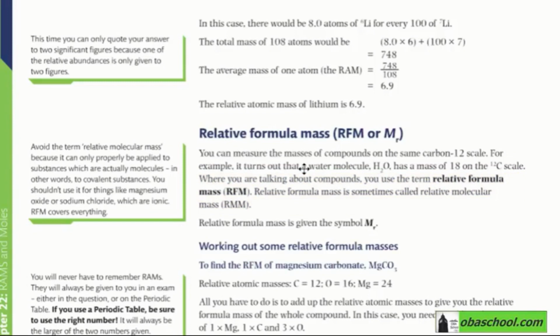Now, similar to how we used to calculate the relative atomic mass of one atom, for example here, we first calculate the total mass, then the average mass of one atom, which is the relative atomic mass, to obtain the relative atomic mass of the element we have. Now we will calculate the relative formula mass of magnesium carbonate. How? Let's see together.